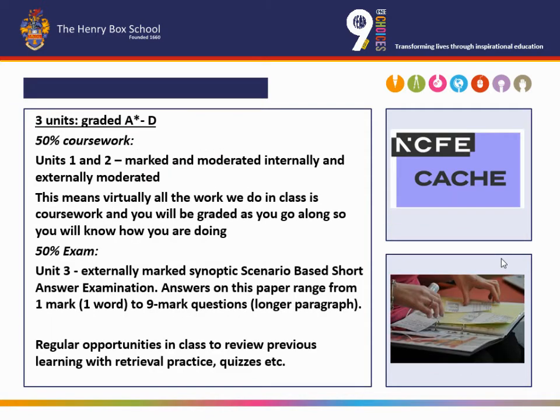This course is graded A star to D. They haven't moved over to the 9-to-1 system yet. It's on the old grading system. And as I said, it's a level 2 technical award in child development and care run by CASH. You can see their logo on the right there.